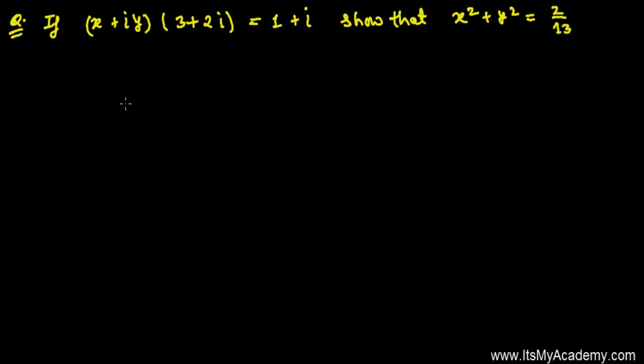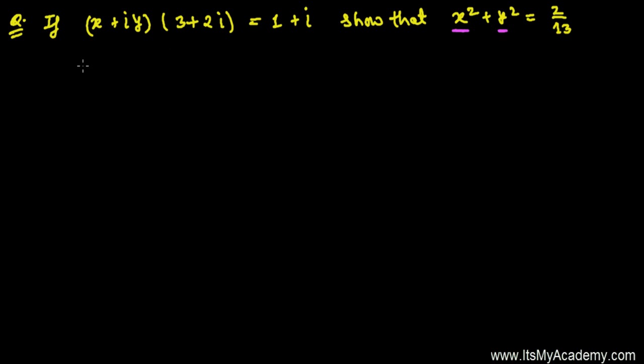We have here another complex number proving question, where we have to prove x square plus y square equals 2 over 13. For that, first you need to find the value of x and y. And how do we get that? We have two methods to find the x and y values.